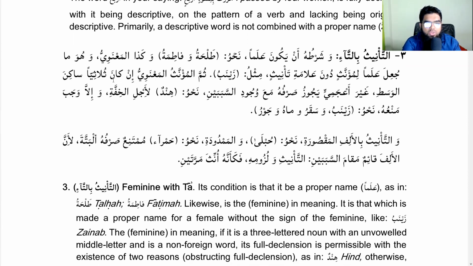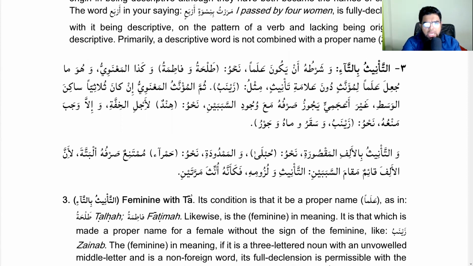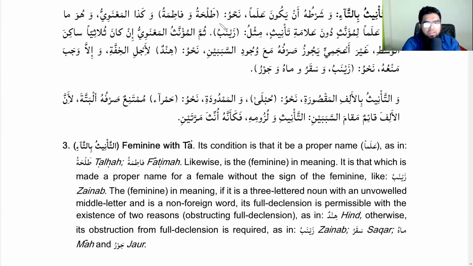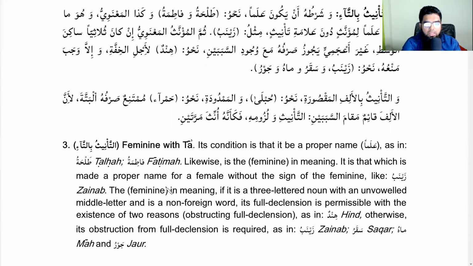ثم المؤنث المعنوي إن كان ثلاثيا ساكن الوسط غير عجمي يجوز صرفه مع وجود السببين نحو هند لأجل الخفة وإلا وجب منعه نحو زينب وصخر وماء وجور. Now he brings an exception. Okay, you say, fine, all feminine names should not have tanween. No, there's a condition on al-muannath al-ma'nawi, the feminine in meaning. The first condition is it should not have a ta. It should be only feminine in meaning. If it is three-lettered, it should be three letters.